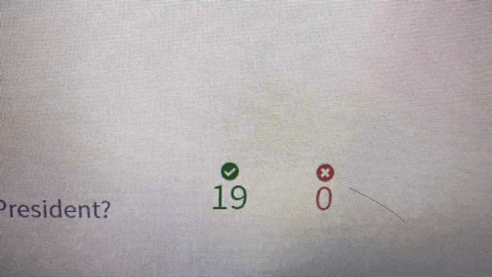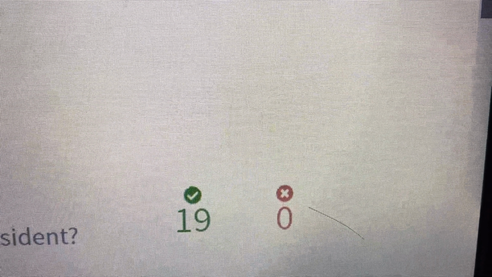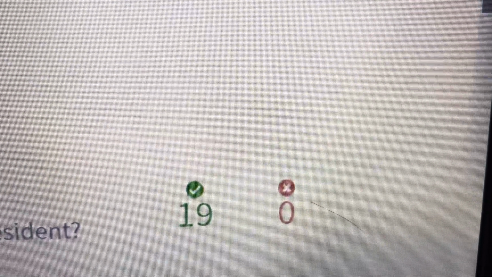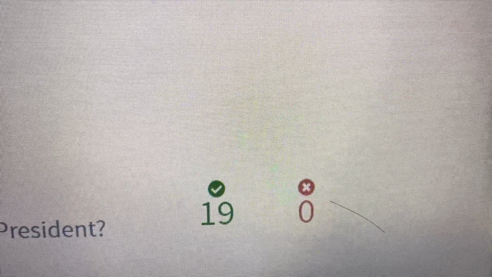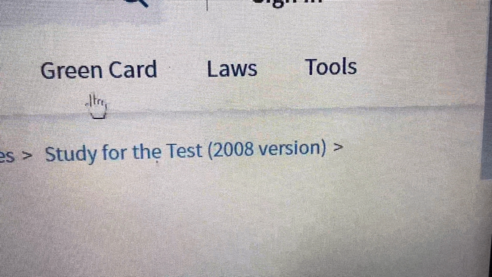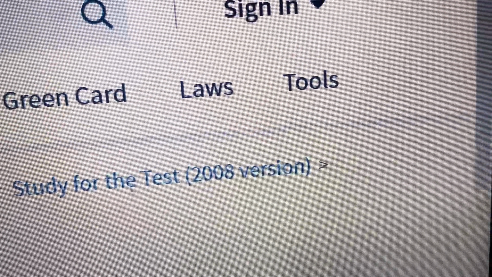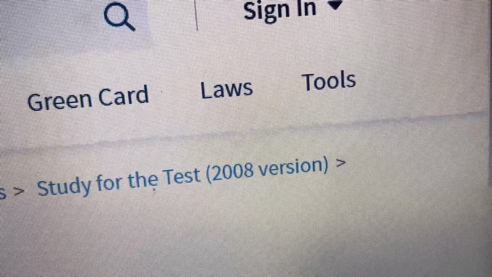Oh, we are now in the last question. Wow, we don't have wrong. Let's see the last one. If the president can no longer serve, who becomes the president? If the president can no longer serve, who becomes the president? So of course, our vice president.